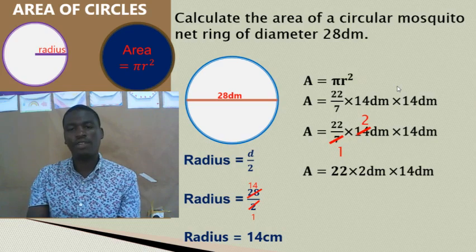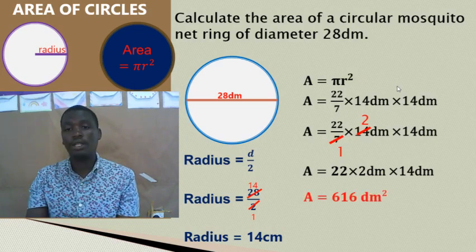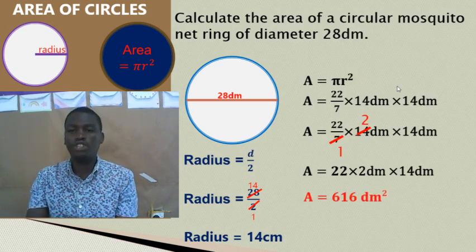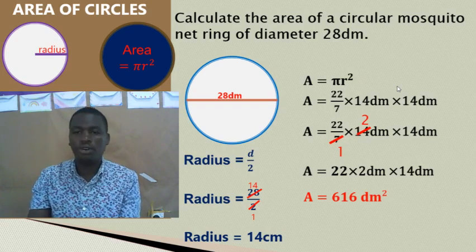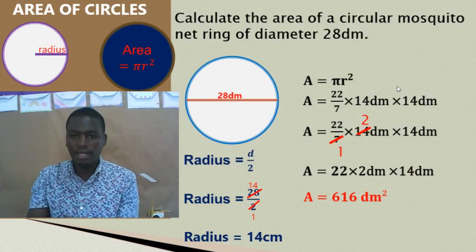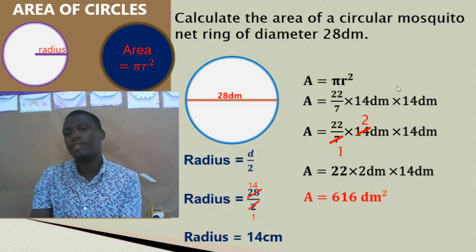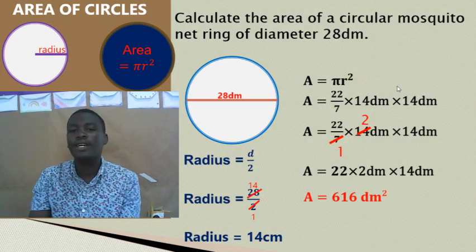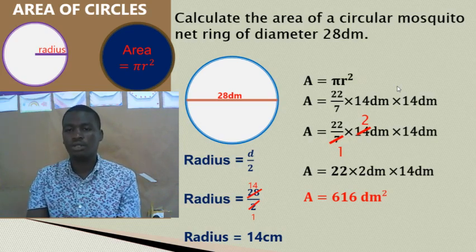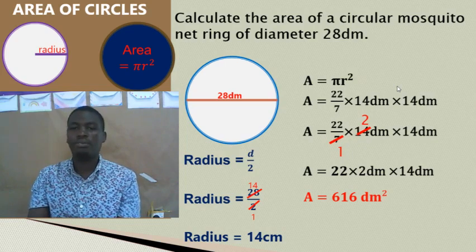I've not carried out my vertical multiplication there, but for you, you can carry it out. You know exactly what to do there. What am I going to get there? My final answer: when I multiply 22 times 2, I get 44, and 44 times 14 gives me 616 square decimeters. Look at my answer. Look at the way we have worked it out. Go through very well, and then we move to the next example. Let's look at the next example.